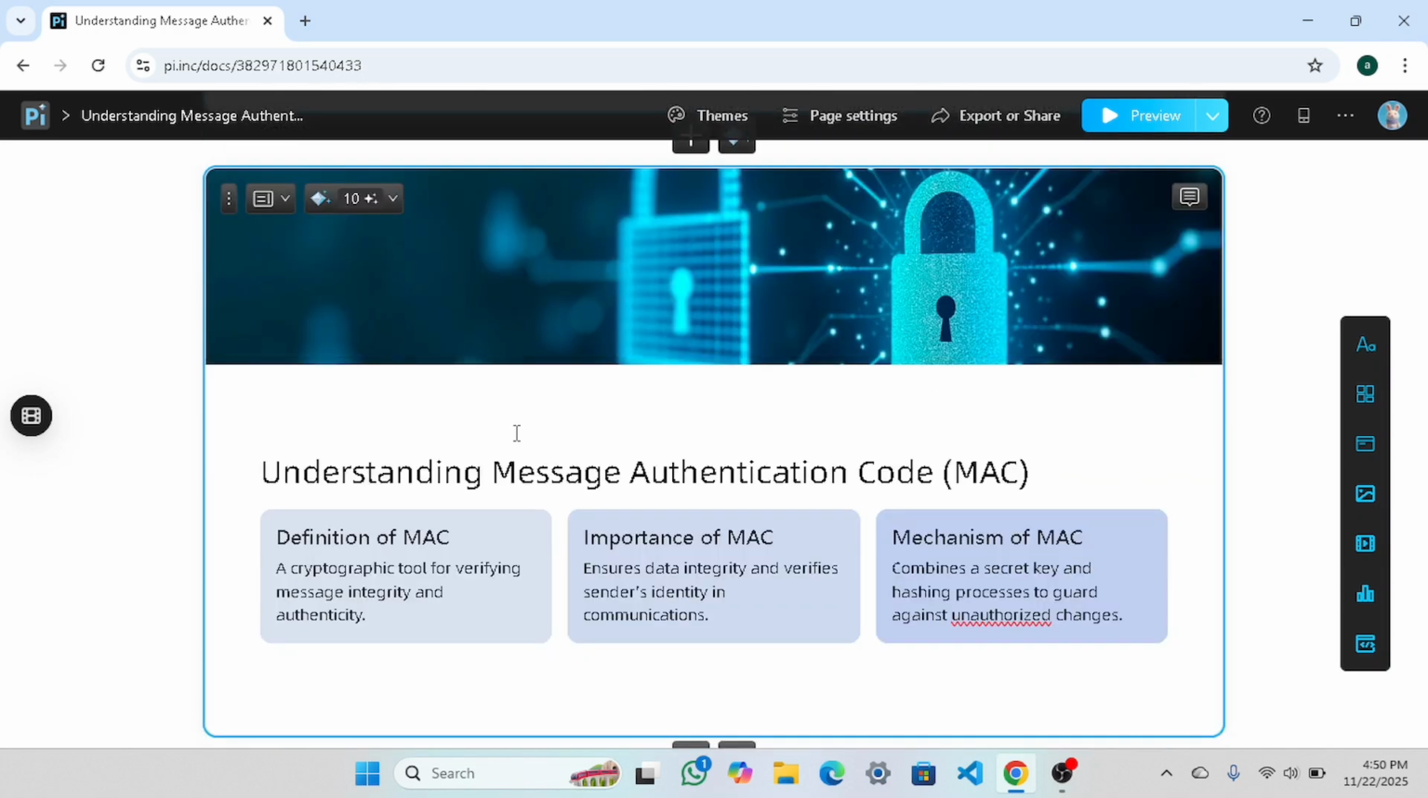So let's understand the message authentication code. First, the basics: the definition. A cryptographic tool for verifying message integrity and authenticity. The importance: MAC ensures data integrity and verifies the sender's identity in communication. Then the mechanism. What is the mechanism behind it? It combines a secret key and a hash process to guard against unauthorized changes. For example, it's used in banking transactions, API authentication, and secure messaging.